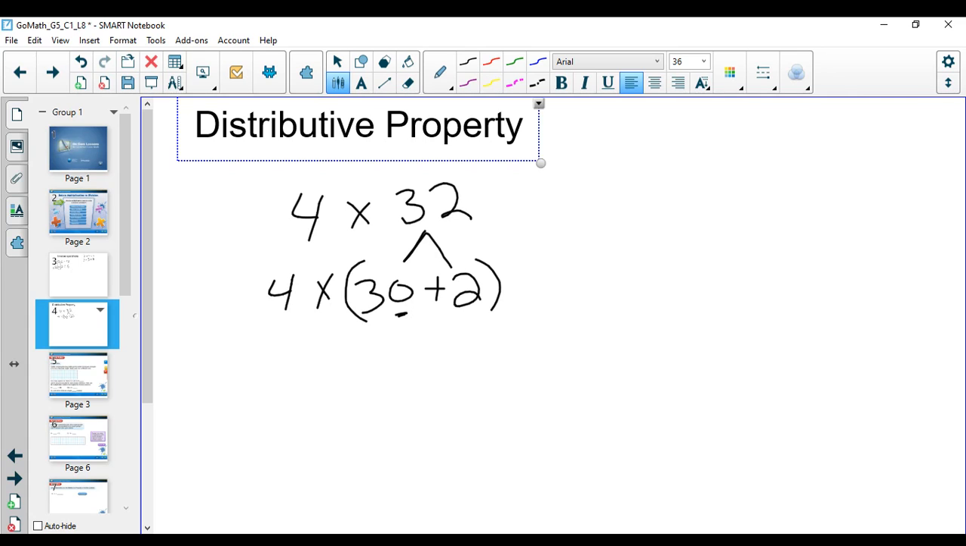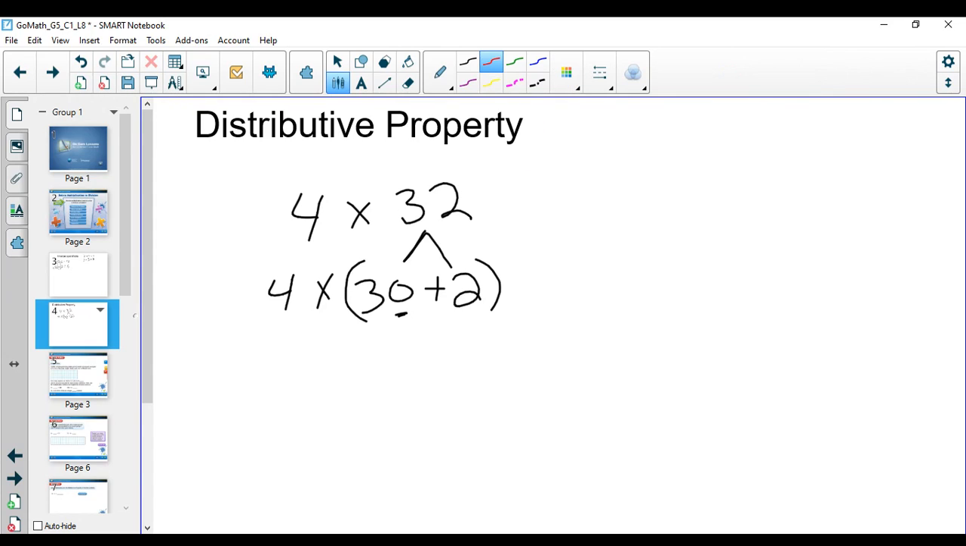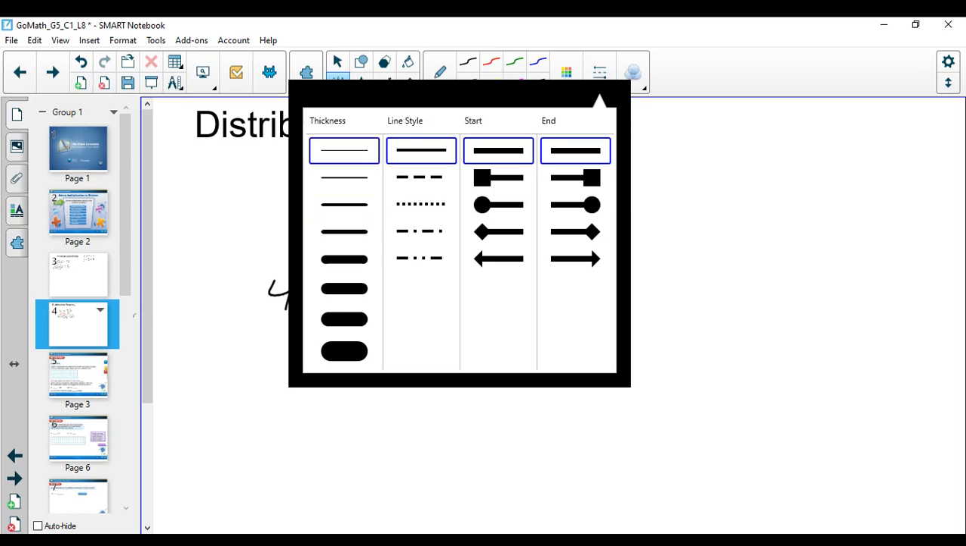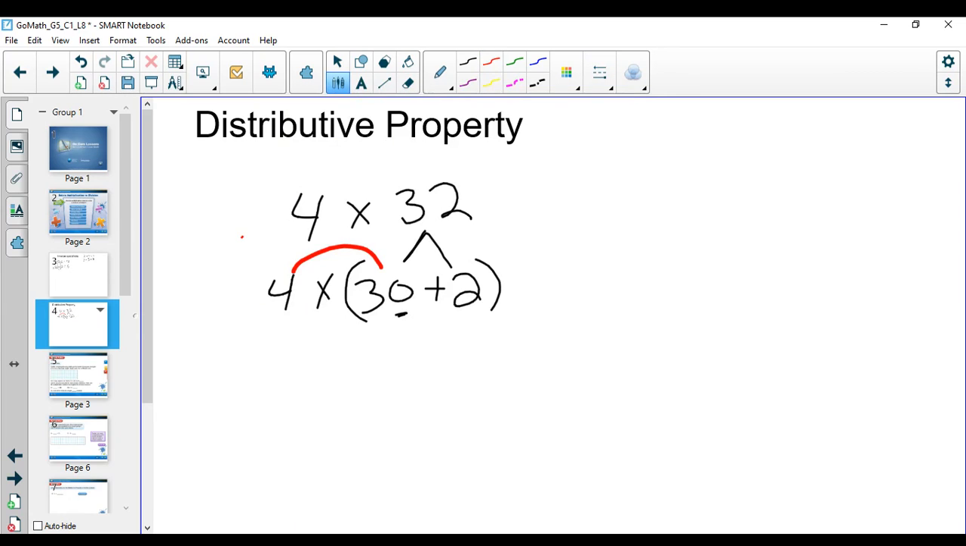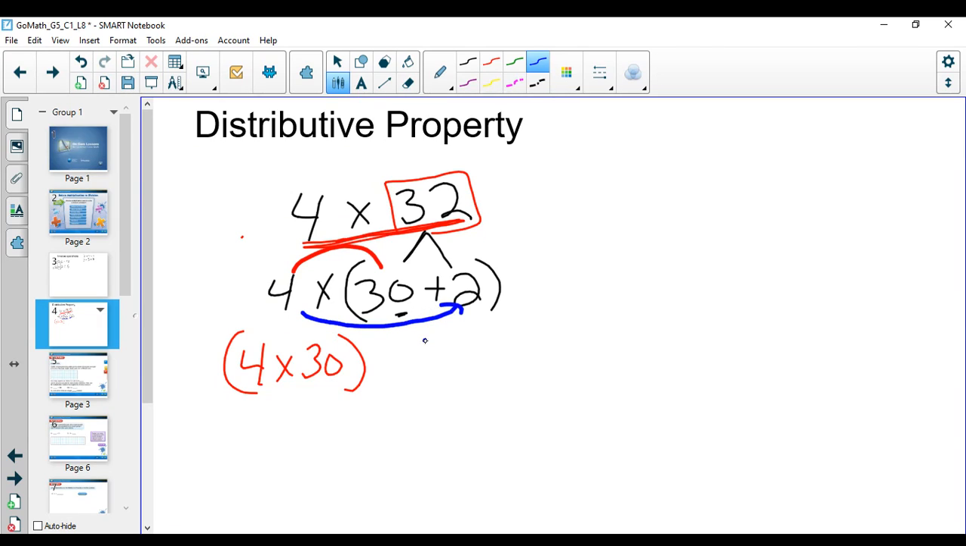Well, we have 4 times 30 plus 2. Now, the distributive property tells me that I have to take this 4 and I have to distribute it across this set of parentheses. So 4 times 30, right? I have to multiply it by the 30, but the question up here wasn't 4 times 30. The question was 4 times 32. So I can't just multiply it by the 30. I also need to multiply it by the 2. So I get 4 times 2.